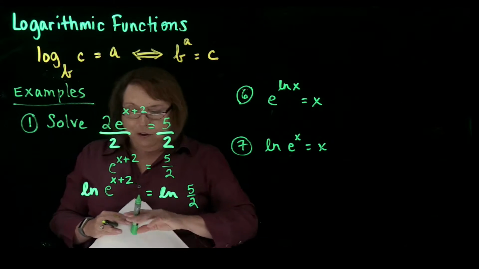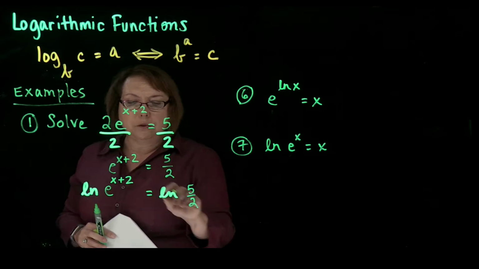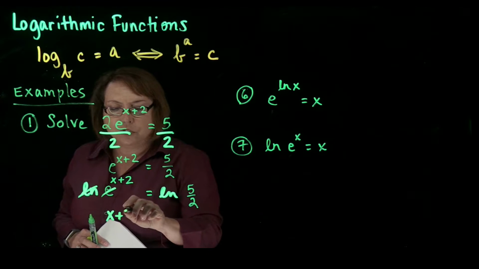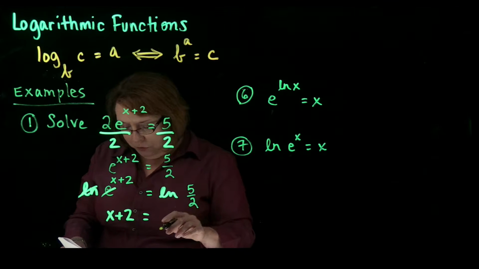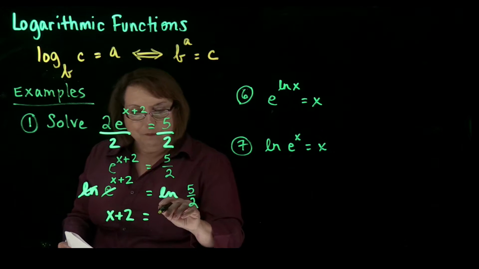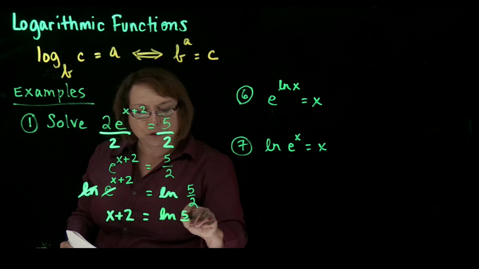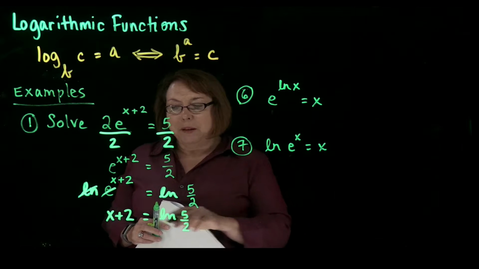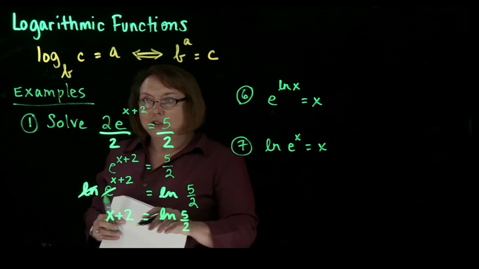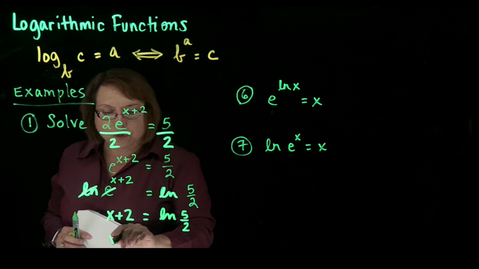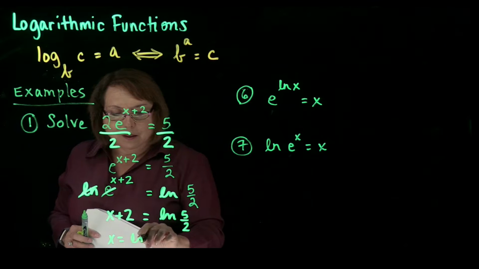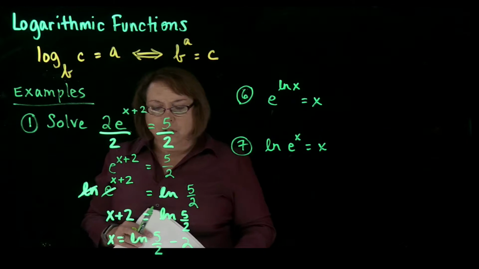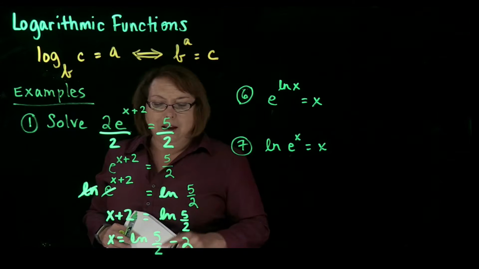So once again here, we're applying the natural log to both sides. That's going to undo the e and leave me with x plus 2 is equal to the natural log of 5/2. I'm not done yet because I need to solve for x. So subtracting 2 from both sides will give me x equals the natural log of 5/2 minus 2.